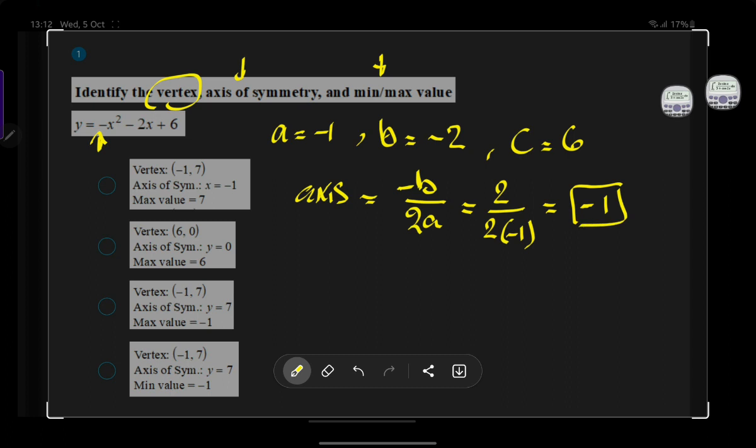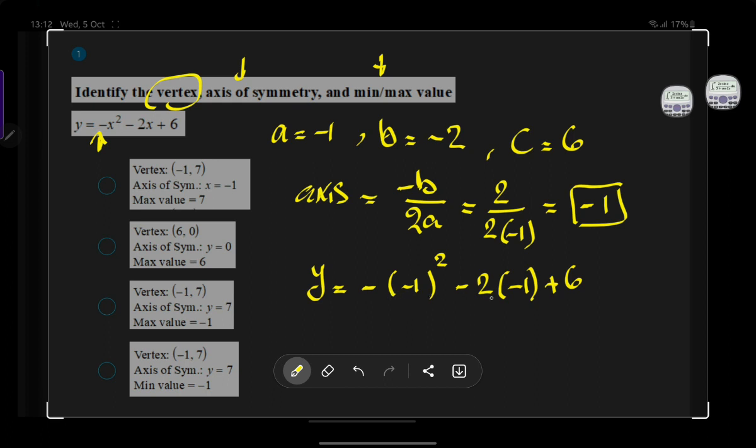You remember what we did in the last one? Replace negative 1 instead of x in the question. So y will be negative, from the question, and replace x with negative 1 in the bracket, power 2, minus 2, and replace x with negative 1. Then this is plus 6. Then you calculate this using your calculator. This is negative 1 plus 2.